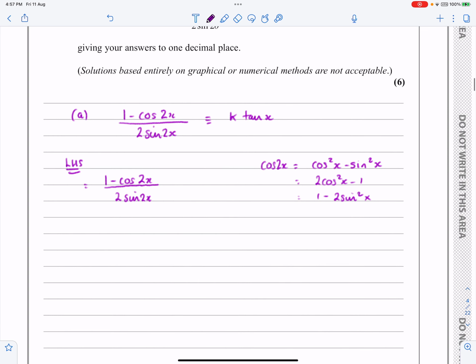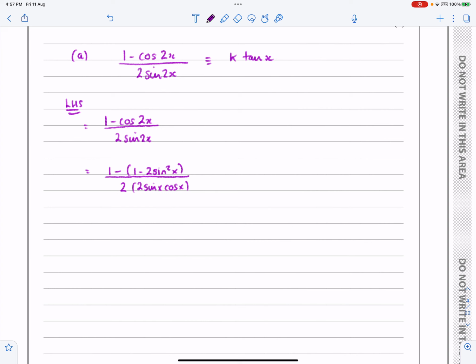So the next line down I'm going to do is to say this is 1 minus 2 sine squared x all over 2 lots of, we don't have a choice with sine 2x. Sine 2x is 2 sine x cos x. Okay, we don't need all this stuff on the left-hand side. Let's just get rid of that. And then that tidies up. What does it tidy up to? 1 minus 2 sine squared is 2 sine squared x over 4 sine x cos x.